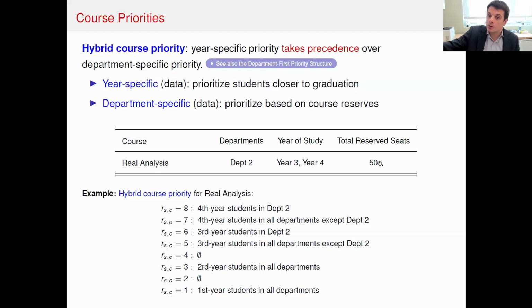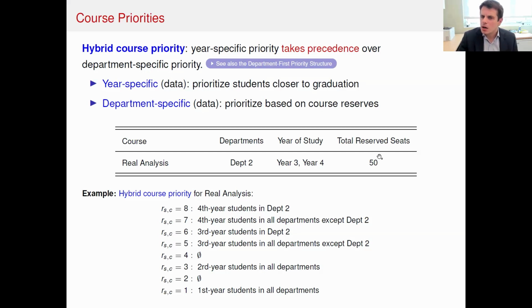First of all, we forget about total reserve seats altogether, and we create this priority structure. So the first year students in Department 2 have the highest priority. Fourth year students in all departments except Department 2 have the 7th priority, and so on. Since there are no reservations for year 2 and 1, we leave the corresponding places empty.